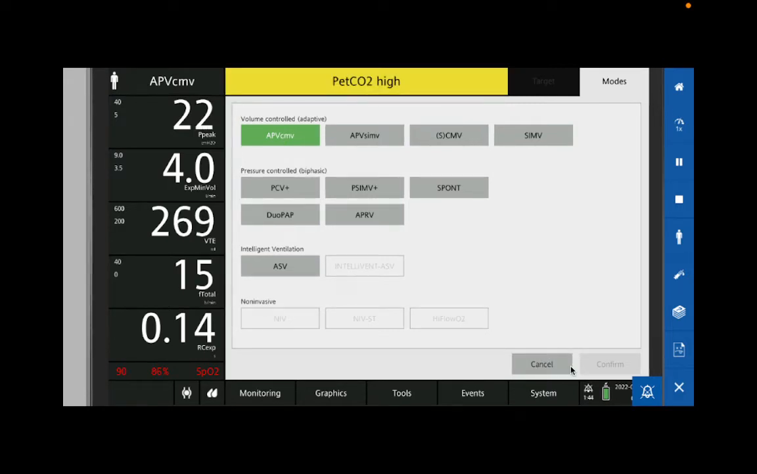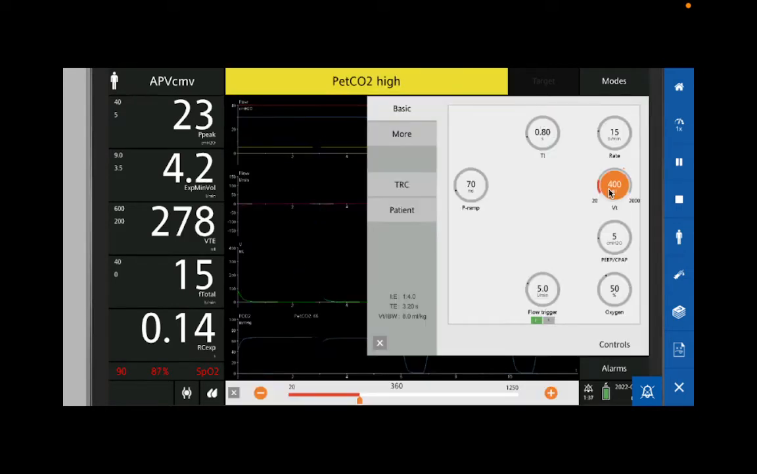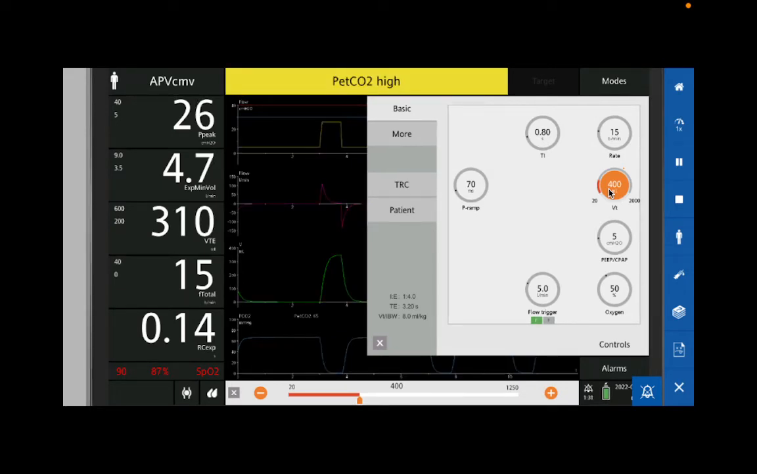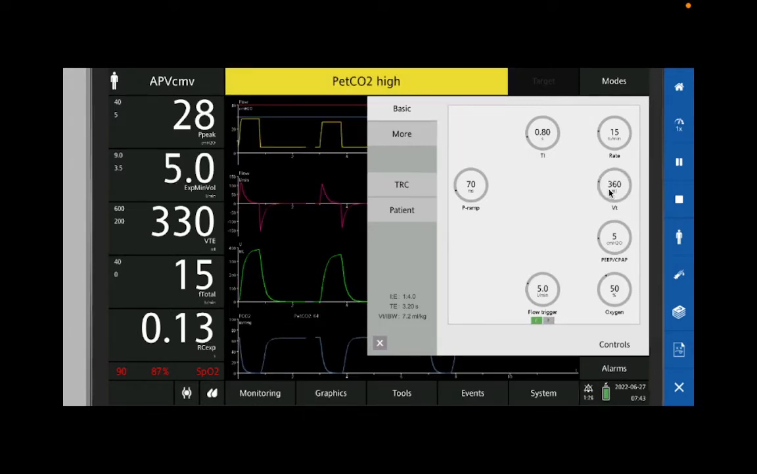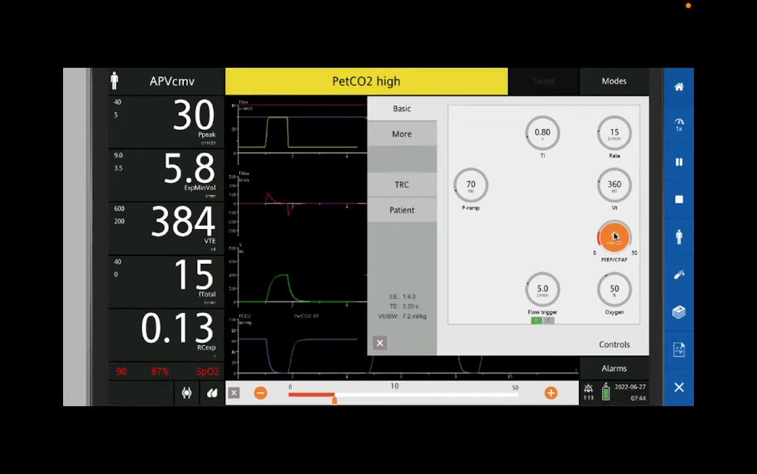So we go to PRVC. What tidal volume do you guys want to use? Your patient is 60 kilos. 360, right? We're going to start at 6 mils per kilo. All right, what PEEP do you want? 6, any other votes? 10? Go big or go home?